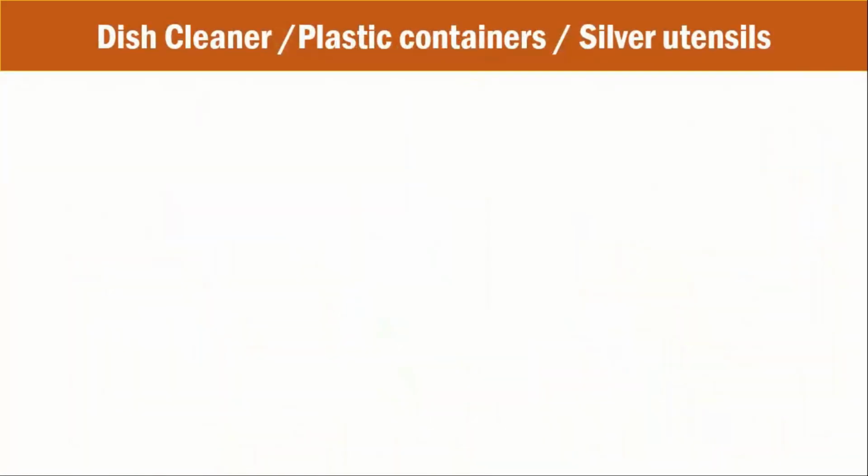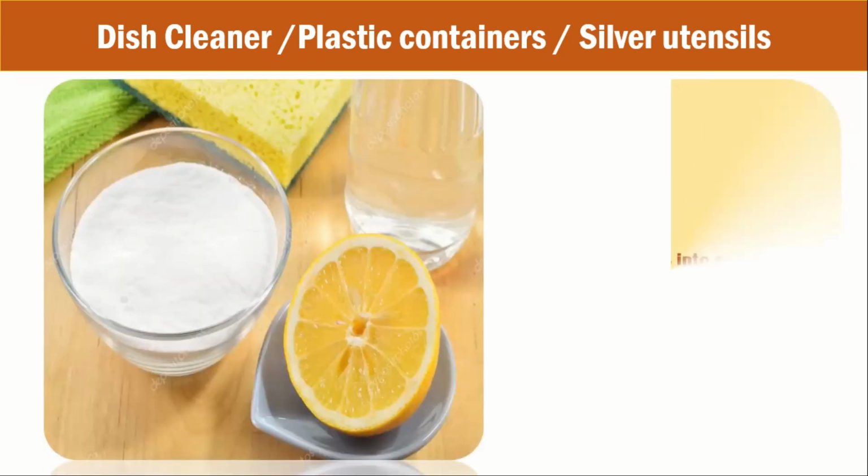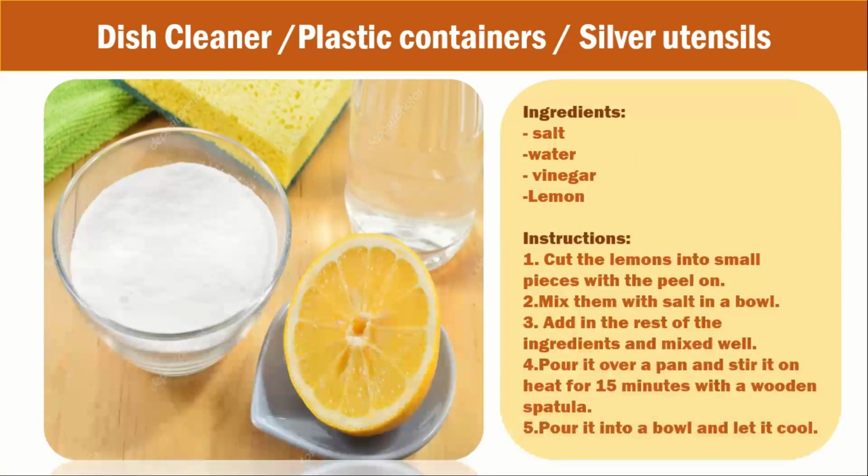For cleaning dish cleaner, plastic containers, and silver utensils, here are the needed ingredients: salt, water, vinegar, and lemon. Instructions. 1. Cut the lemons into small pieces with a peel on. 2. Mix them with salt in a bowl. 3. Add in the rest of the ingredients and mix well. 4. Pour it over a pan and stir it on heat for 15 minutes with a wooden spatula. 5. Pour it in a bowl and let it cool.